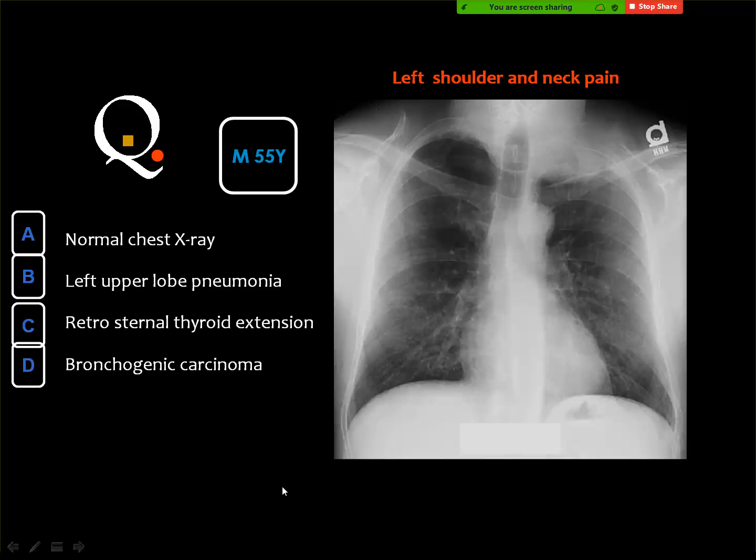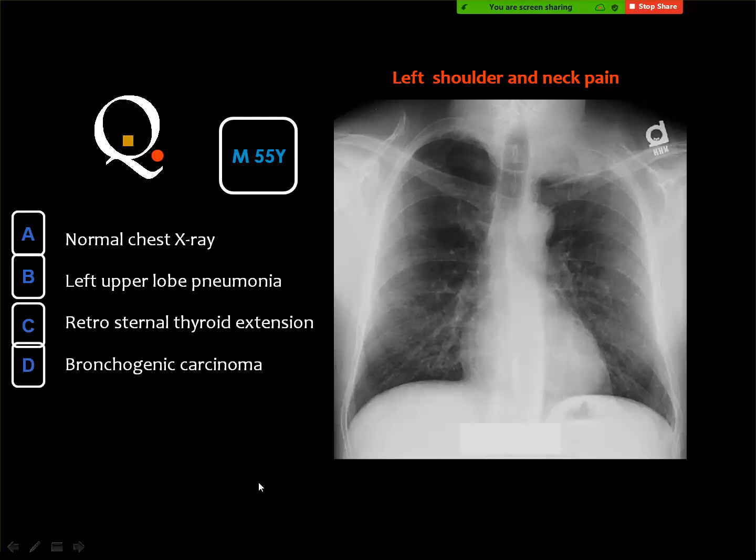Then the next case is a patient 55 years old with left shoulder and neck pain. Yeah, bronchus tumor. Bronchogenic carcinoma. Yes, this is bronchogenic carcinoma. Okay, and this is bronchogenic carcinoma, which is located at the apex of the chest and is known as Pancoast tumor or the superior sulcus neoplasm.